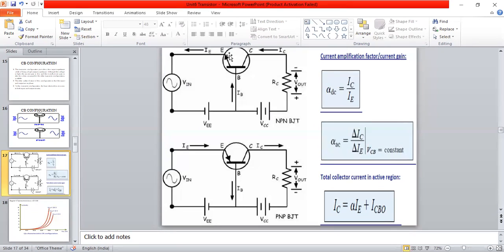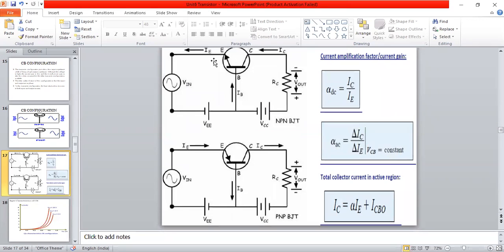See here, this is the emitter, base, and collector. Which type of transistor is it? NPN or PNP? NPN transistor. Okay, so the NPN transistor is there, and the base we have taken common here.